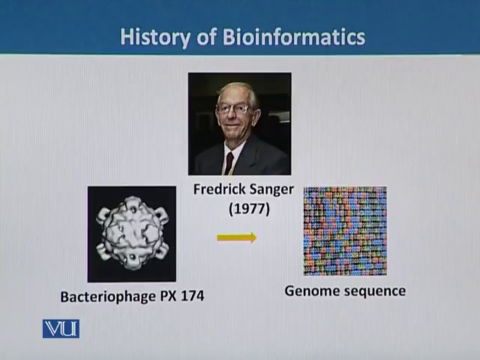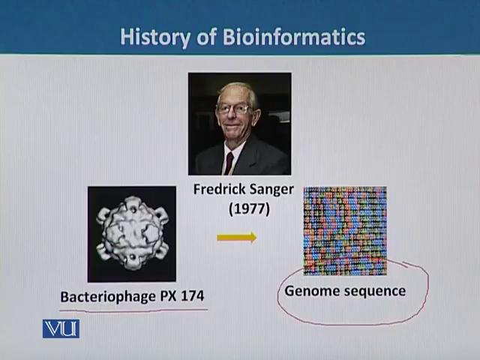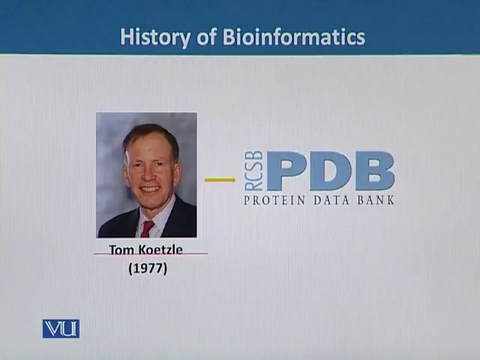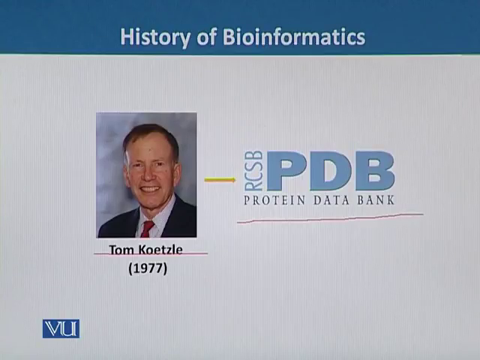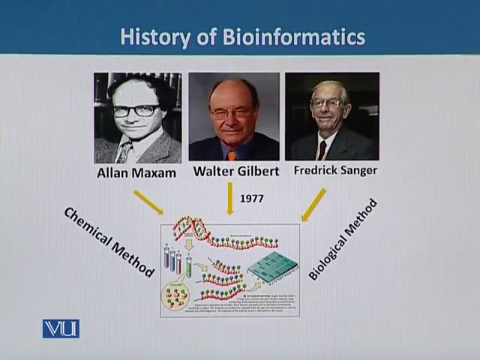Next, a very important event took place in 1977 when the genome of the first organism, bacteriophage PhiX174, was sequenced. Its whole genome was sequenced, and that was really a great discovery. In 1977 again, Tom Coates worked on and established a database that we know today as the Protein Data Bank. In the Protein Data Bank, all of the protein structures that are discovered today are present. The year 1977 is very important.